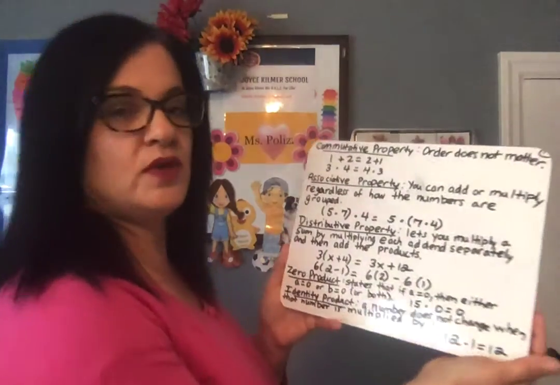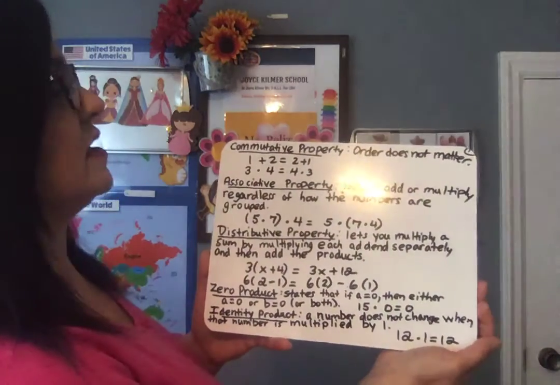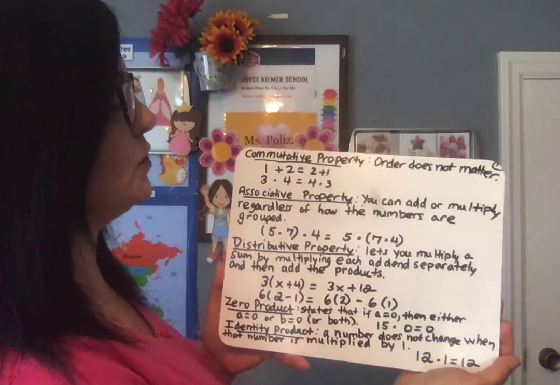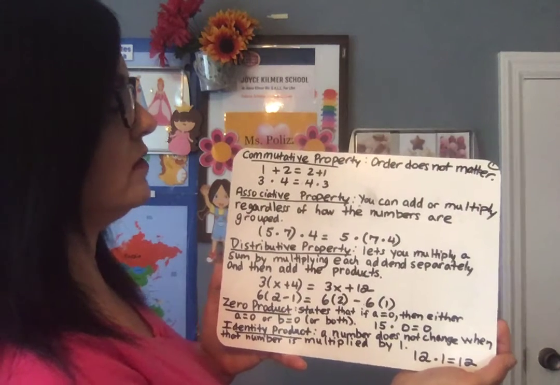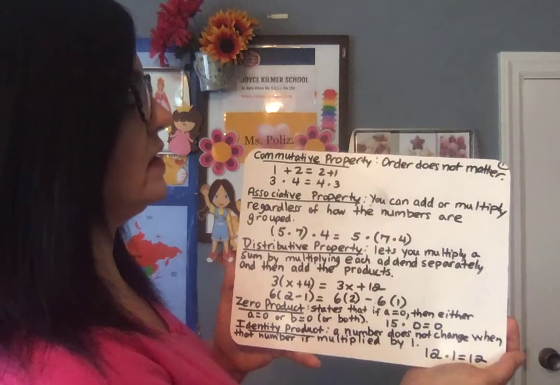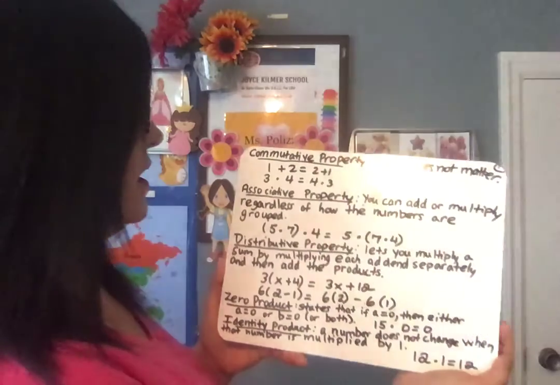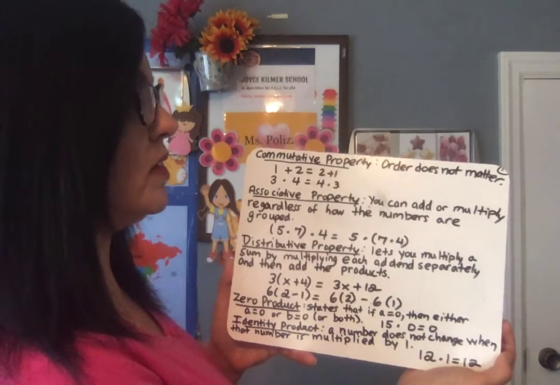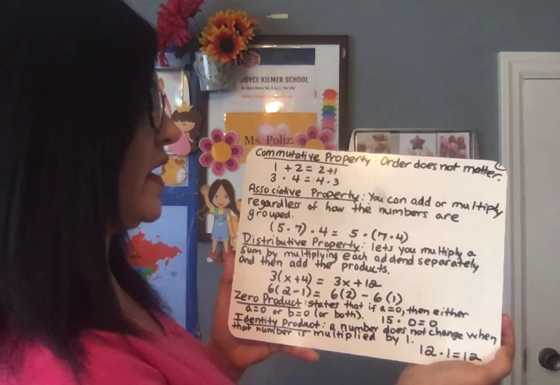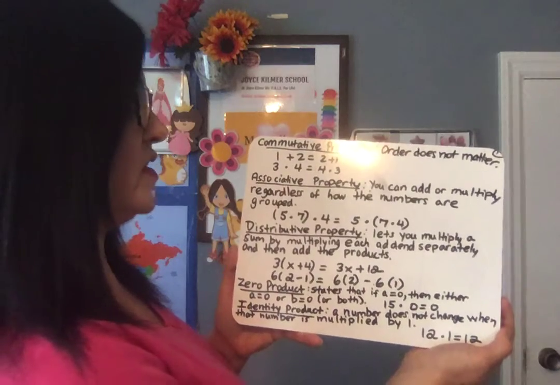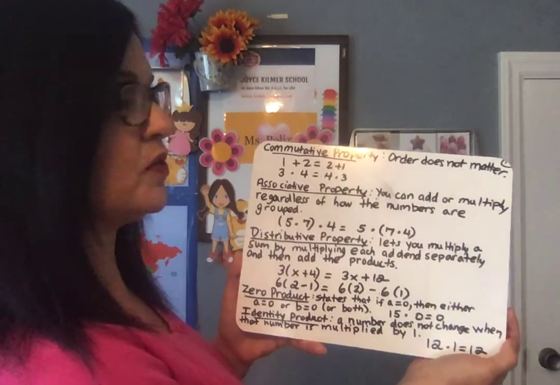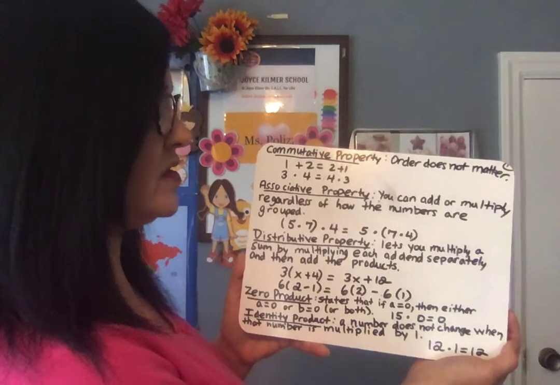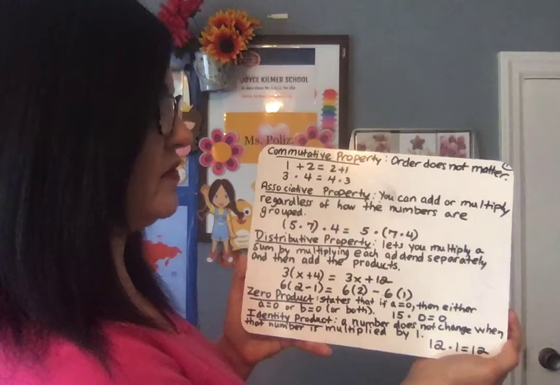Okay, so the commutative property says that the order does not matter. For example, 1 plus 2 equals 2 plus 1. 3 times 4 equals 4 times 3. The associative property says that you can add or multiply regardless of how the numbers are grouped. For example, we have 5 times 7 in parentheses times 4 equals 5 times 7 times 4 in parentheses.